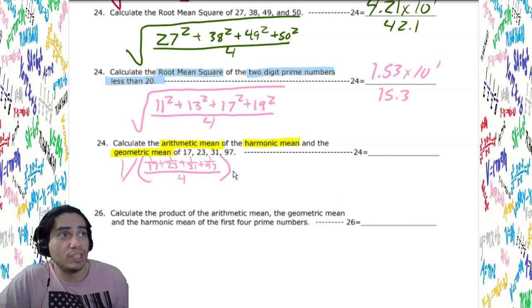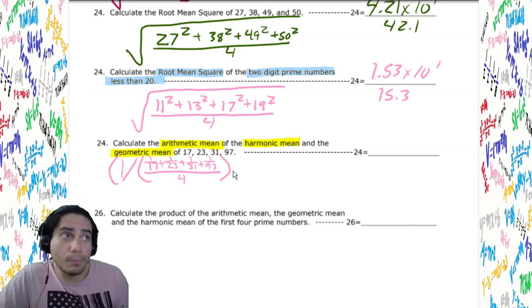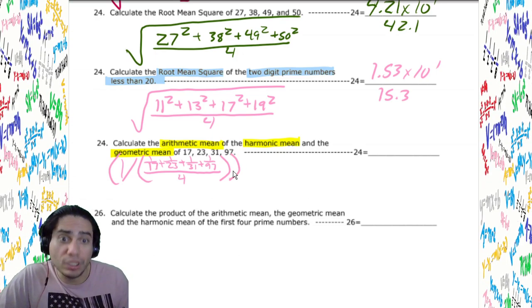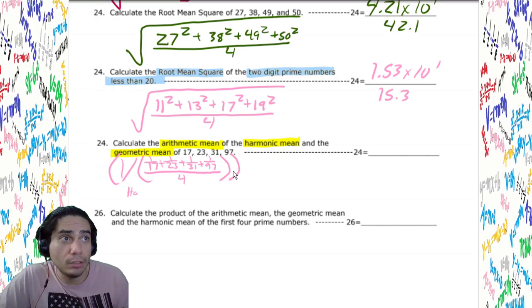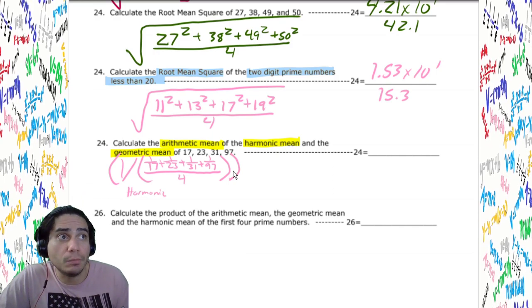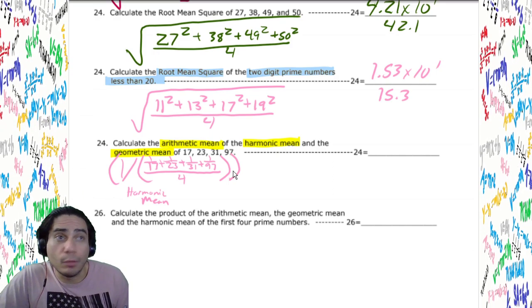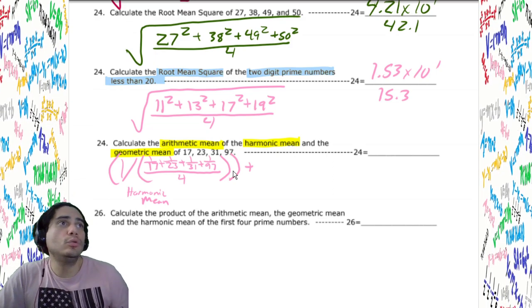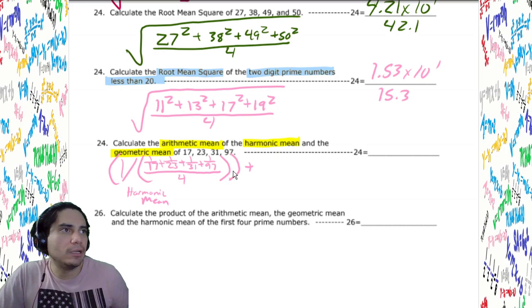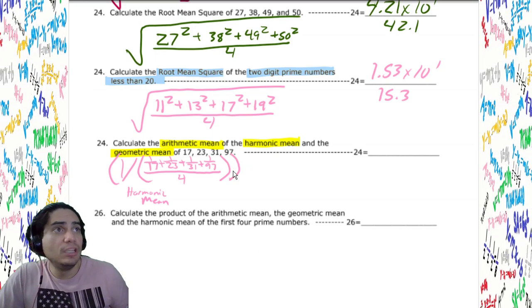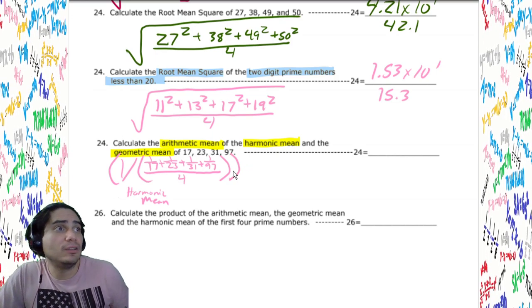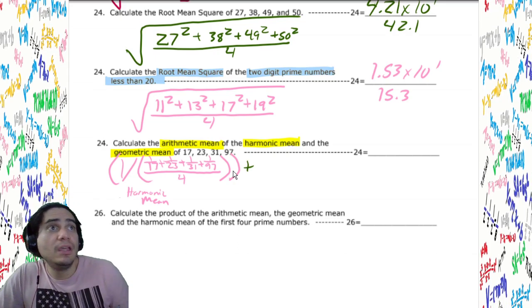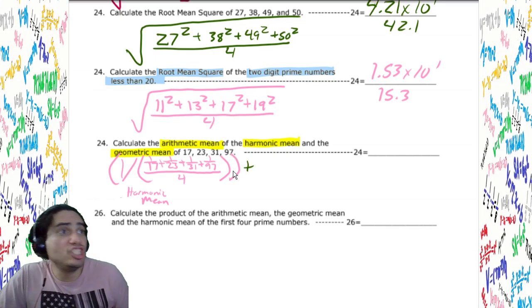Boom. Okay? That's the harmonic mean. That's what we gotta do. That's how we do the harmonic mean. But we're not just done with that. Now we're gonna add that to, let's add that. Well, I don't like that color. Let's go undo this. And let's put a plus sign in green. Boom, boom. And now we're going to do the geometric mean.